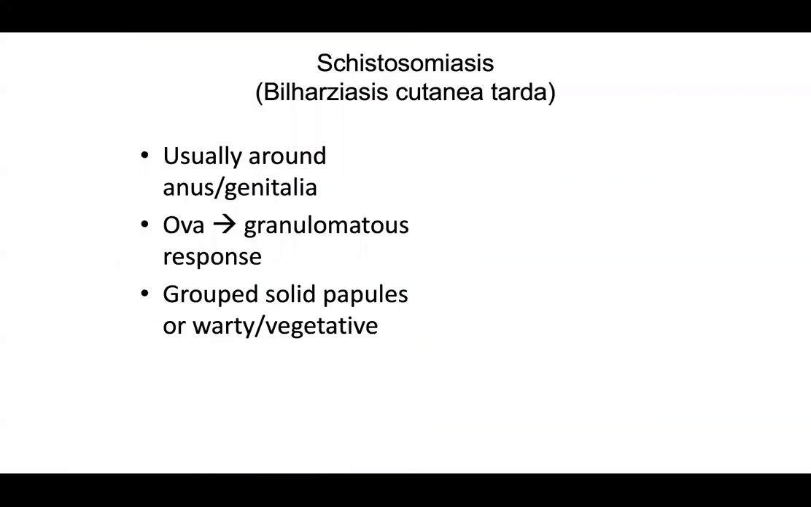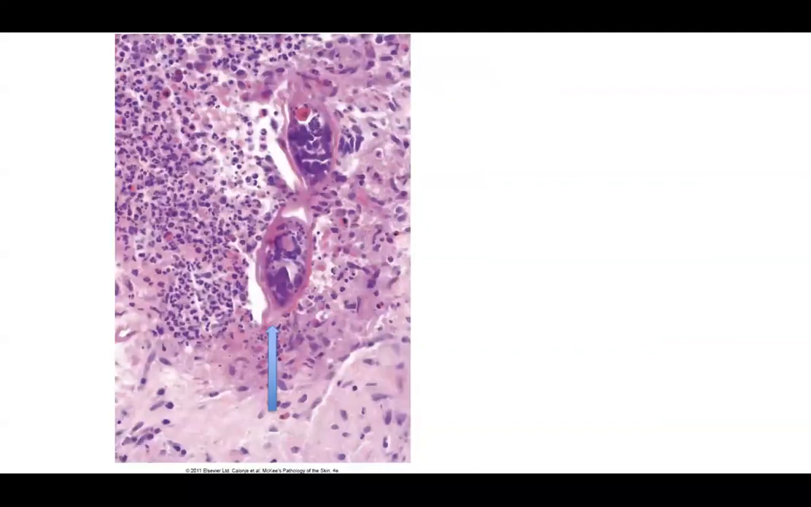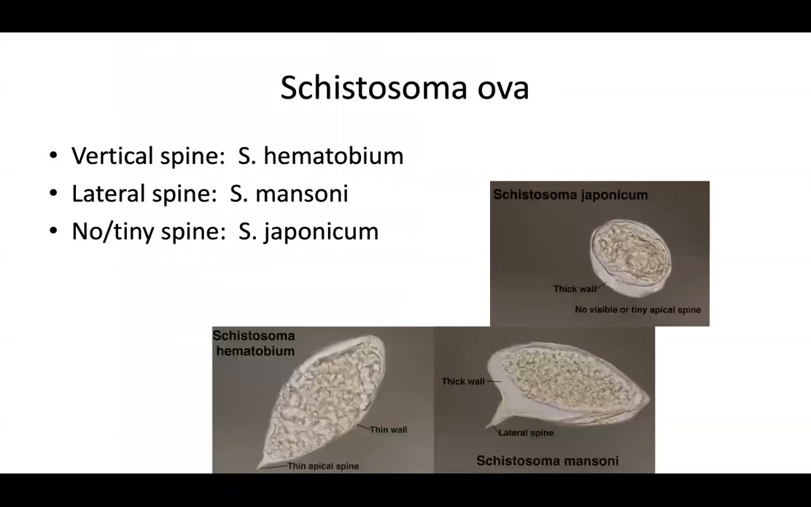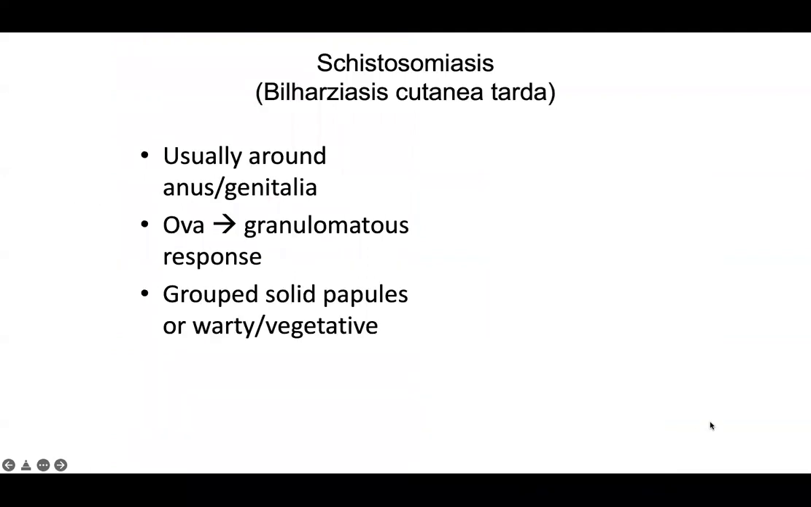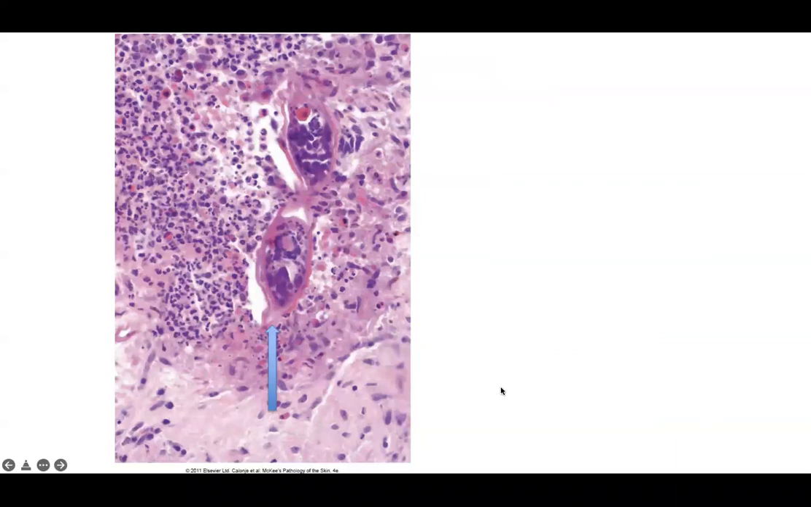And you may see grouped solid papules or warty vegetative papules and plaques as well. So here is that vertical spine of S. hematobium, as I mentioned, that you can see here. Depending on the plane of section, it may be difficult to determine Schistosoma mansoni or Schistosoma hematobium. So if they put this on the exam, they would probably expect you to just say Schistosomiasis.